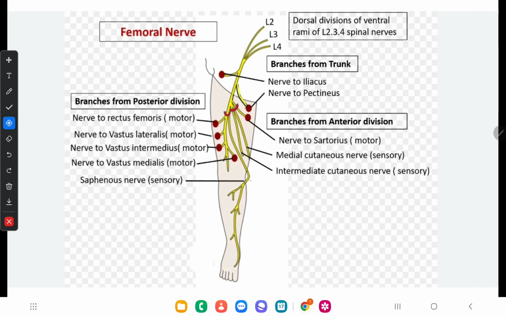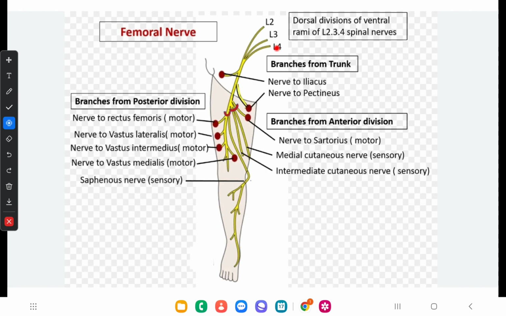So let's quickly summarize what I said. This is the femoral nerve, with nerve roots L2, L3 and L4. It emerges from the lateral border of the psoas major muscle and goes downward in between the iliacus muscle and psoas major muscle. Then it crosses behind the inguinal ligament and lateral to the femoral artery. About 4 centimeters below the inguinal ligament, it divides into two branches, the anterior division and posterior division.